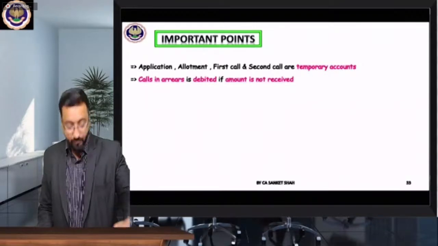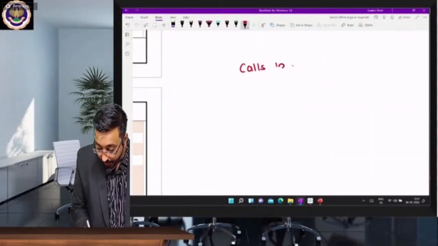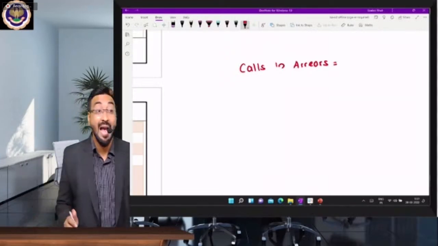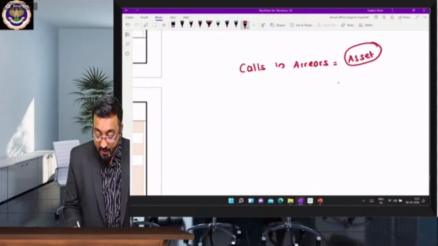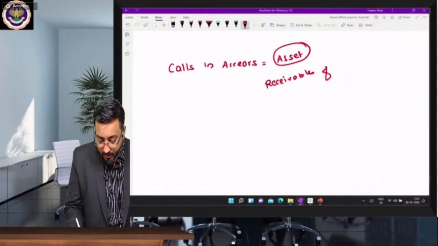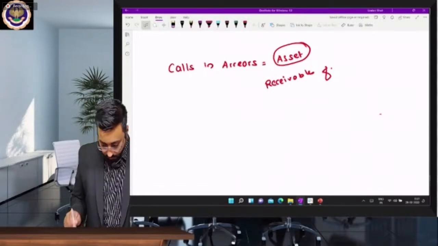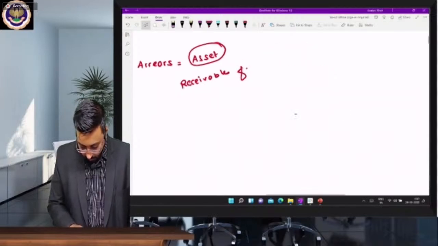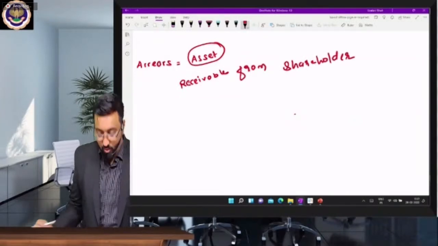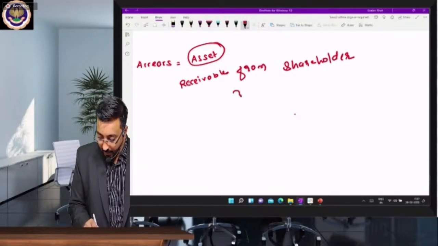So beta, new thing, understand what is the calls in arrears account. The name itself suggests calls in arrears. Beta, calls in arrears is my asset. Why is it an asset? Beta, because it is an amount which is receivable from whom? Very good, from shareholders, sir. From shareholders. Receivable from shareholder. So this is the amount which is receivable from shareholder, and therefore it always has which balance? Debit balance.